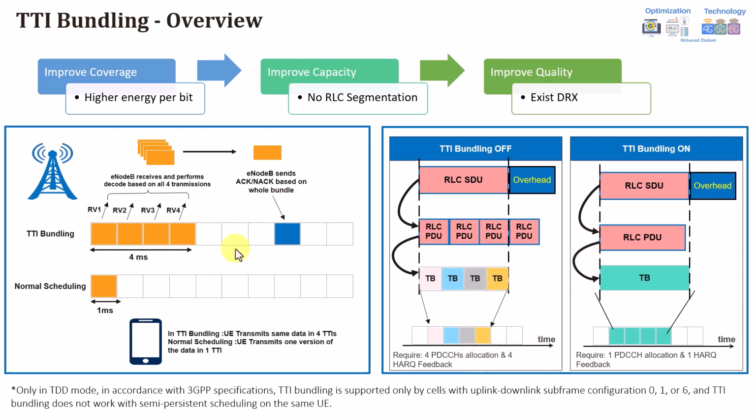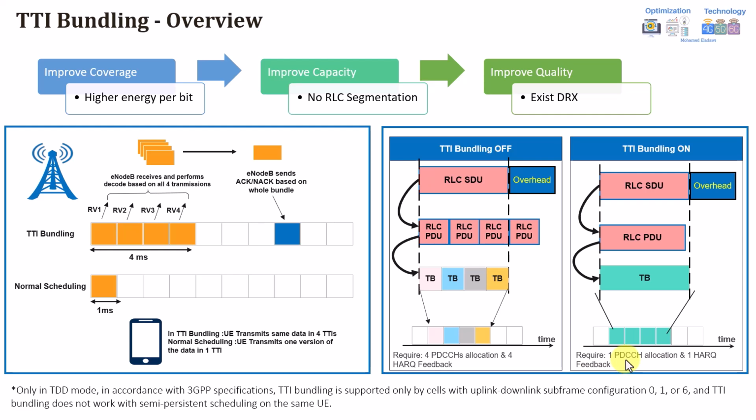But in case the TTI bundling is triggered and the eNodeB has already instructed the UE to enter the TTI bundling state, what will happen? In this case, the user knows that there is better decoding performance and higher energy per bit. So because he is in the TTI bundling state, he will send a complete RLC SDU, the same one, without any segmentation. This will result in sending the same transport block in 4 TTIs, so it would result in less PDCCH allocation.